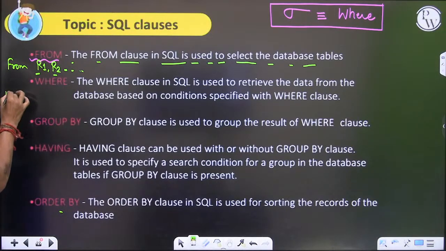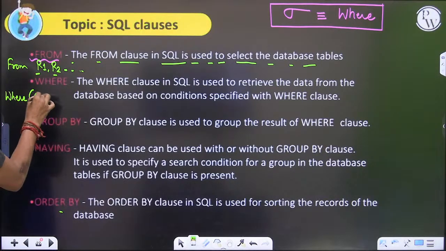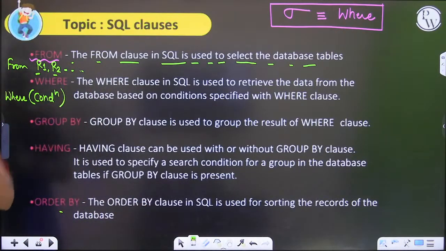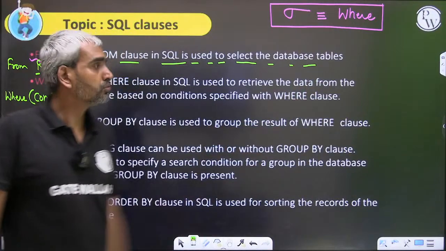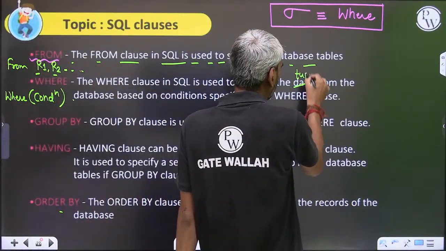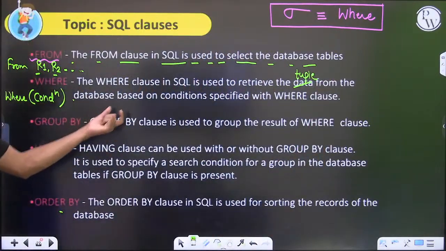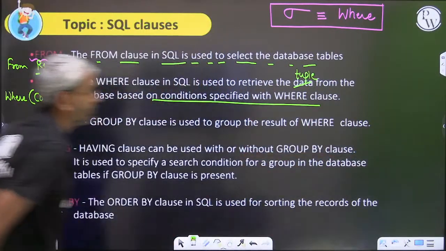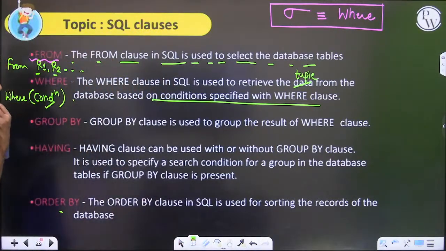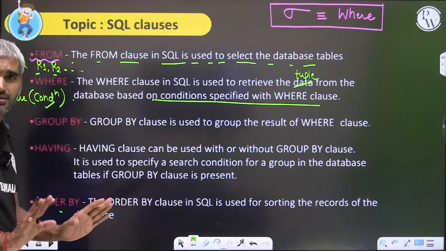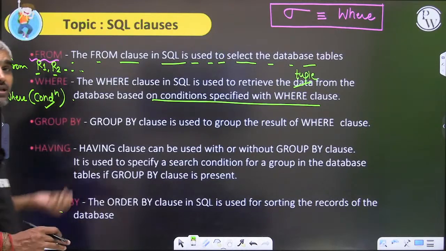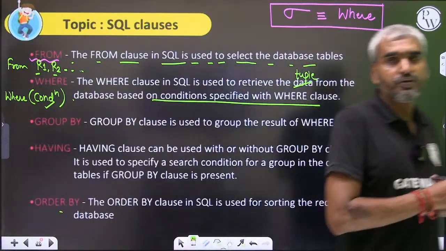Where will look like where, and along with that, we'll define the condition. So the where clause in SQL is used to retrieve the data or the tuples from the database table based on the condition specified with the where clause. So whatever condition you specify with the where clause, based on that the selection will be performed. Now once you have selected the tuples, you will perform the group by clause. So if you apply the group by clause without where condition, what will happen?